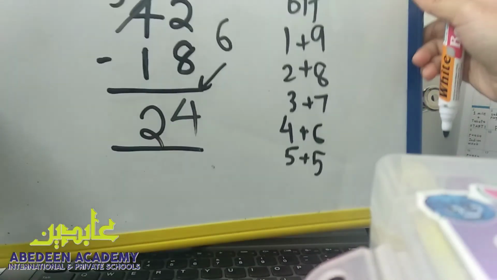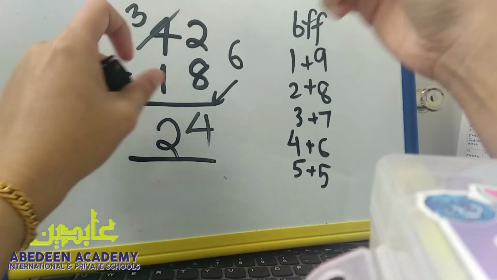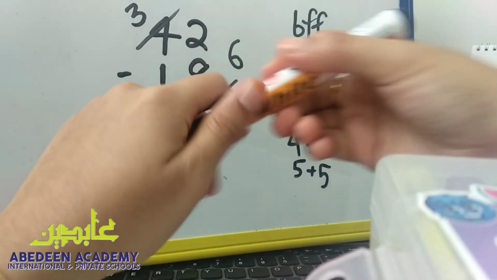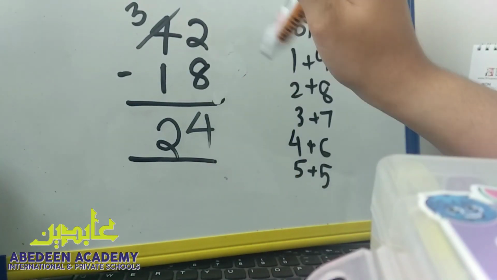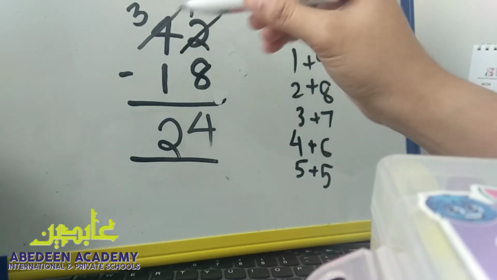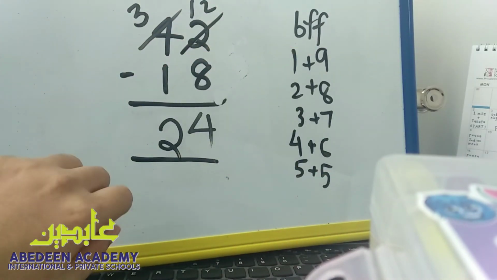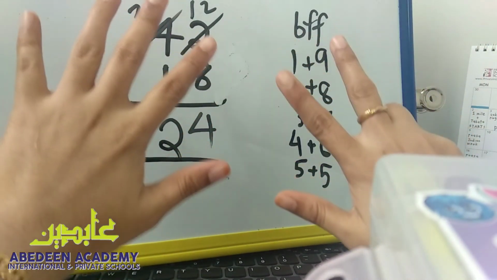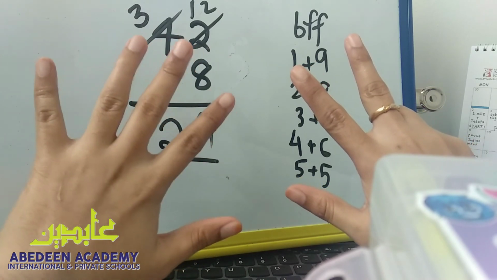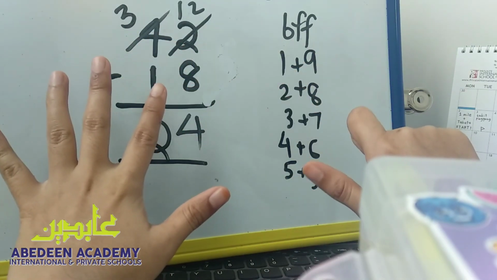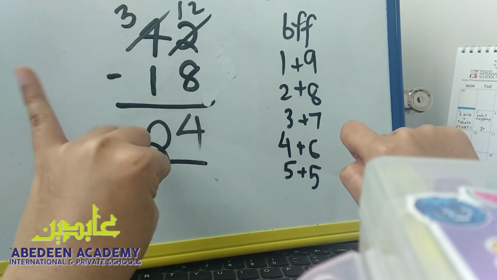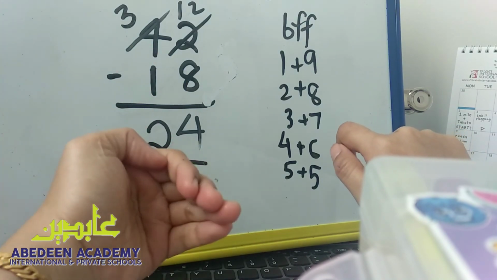If we do it with our head and with our fingers, if this becomes 12, 12 minus 8. Now you have 12 in your mind, 8 in your hand. So we start counting backward. 11, 10, 9, 8, 7, 6, 5, and 4. The answer is still 4.